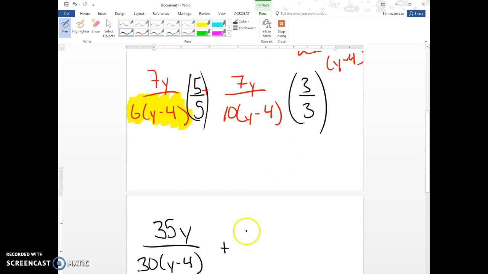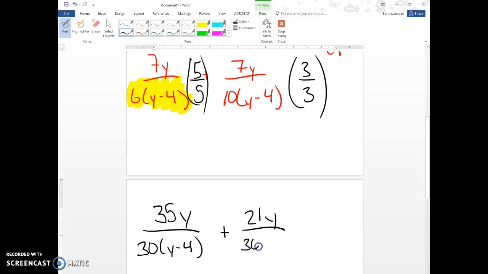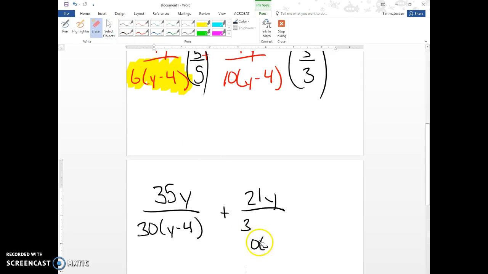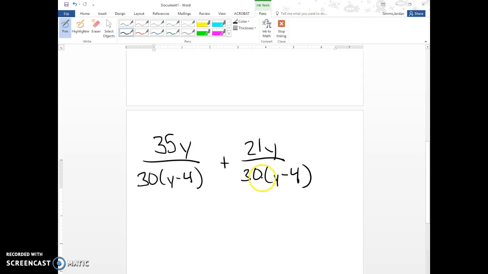Now on the top up here, we're going to have 21y. And again, we'll have our LCD, 30 times y minus 4. Now we have common denominators, so we can simply add the numerators. 35 plus 21 is 56y over 30 times y minus 4.